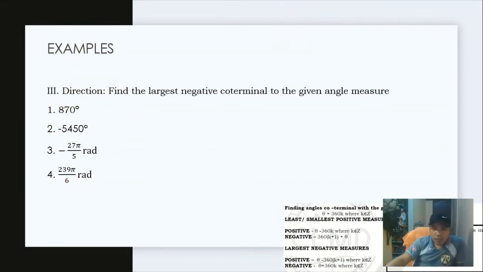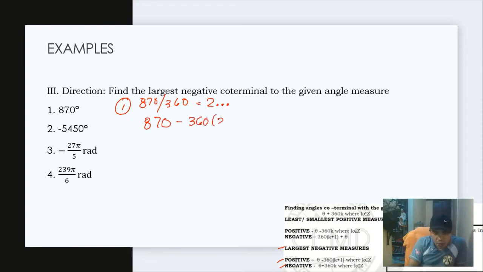Now, find the largest negative coterminal inlet. Ito naman yung formula, largest. So, if the number is positive and if the number is negative, ang susundan. Okay, for 870 divided by 360 muna, number 1. So, 870 divided by 360 is 2 point something, dalawa. So, K natin will be 2, positive siya. So, 870 minus 360 times 2.